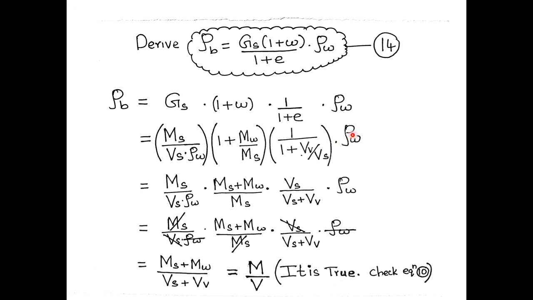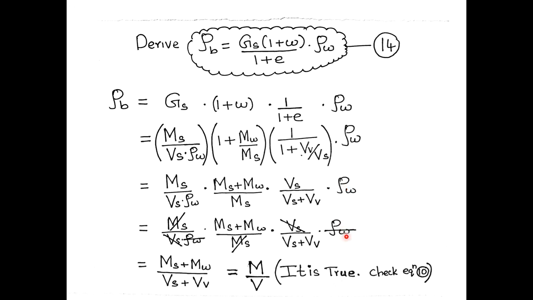Into rho W, this rho W. Okay, then this ms, Vs, rho W. This ms take common: ms plus mw over ms. And take Vs common: Vs plus Vv. This Vs goes up. Vs over Vs plus Vv into this rho W.